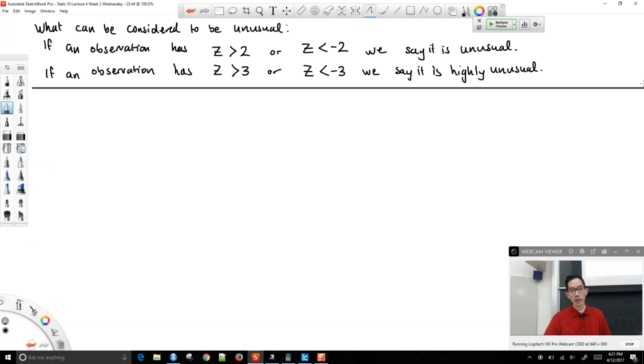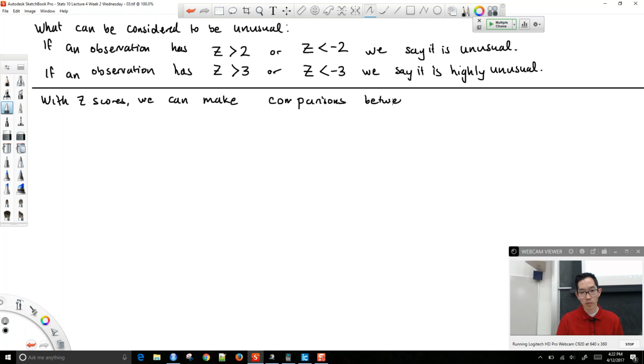Another benefit of z-scores is that you can start making comparisons between observations from different groups. For example, you can compare apples to oranges if you turn them into z-scores. So here we'll do an example. This will be our first clicker question for today, and we will say which of the following is more unusual.